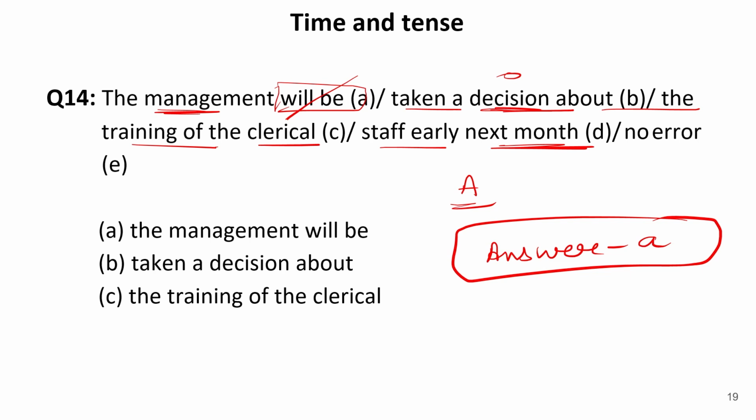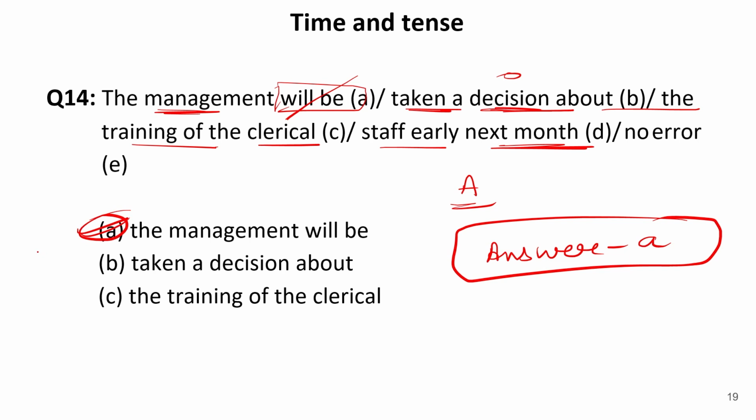Now, if this is verb third form, obviously, this will be in present perfect tense or future perfect tense. So we can have either of the two. The management will have taken a decision about the training of the clerical staff early next month. Or we can make it: the management has taken a decision about the training of the clerical staff early next month. So both the phrases are correct. Therefore, the error is in part A. Our answer is A. That's it.